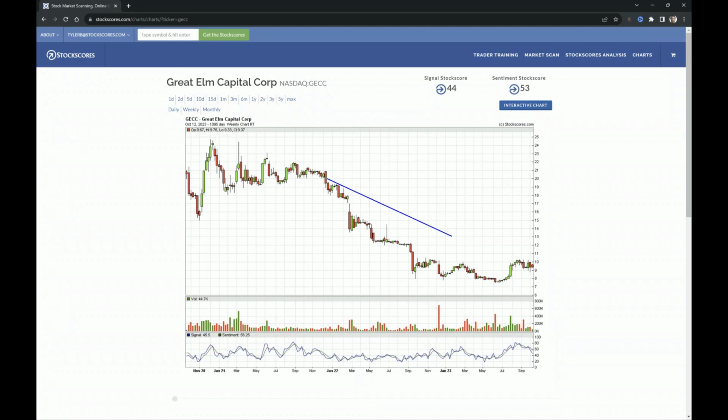Oftentimes when stocks go into downward trends like this, their dividend is based on where they were trading back here, and they often cut their dividend. So I wouldn't have confidence that they're going to keep the dividend up. So I'd be a little wary of that.